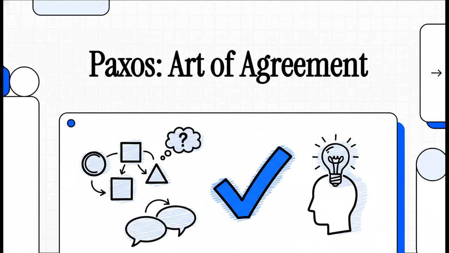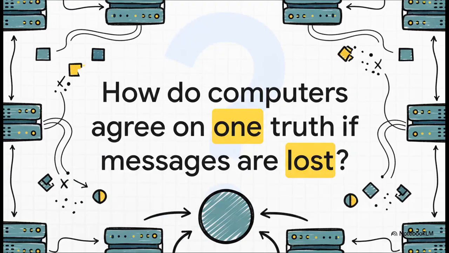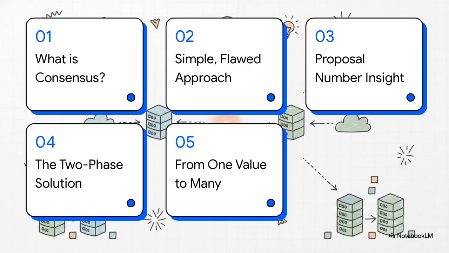Let's make Paxos simple. So what's the big problem we're trying to solve here? Well, think about the servers that run your favorite online service. They're spread out all over the place, and they all need to have the exact same picture of your data. But what happens when messages between them get lost or show up late? How in the world do they all agree on one single truth? This right here is the consensus problem, and cracking it is the key to building any distributed system you can actually rely on. And to get there, we're going to take it step by step.